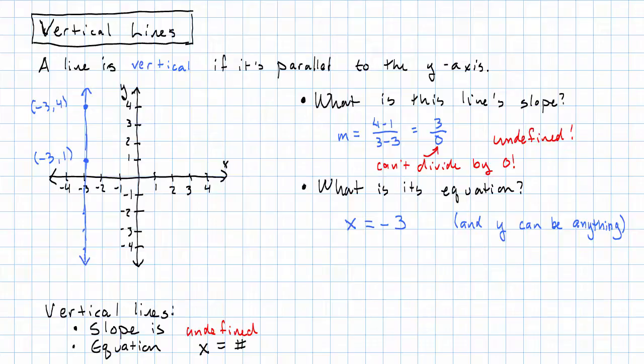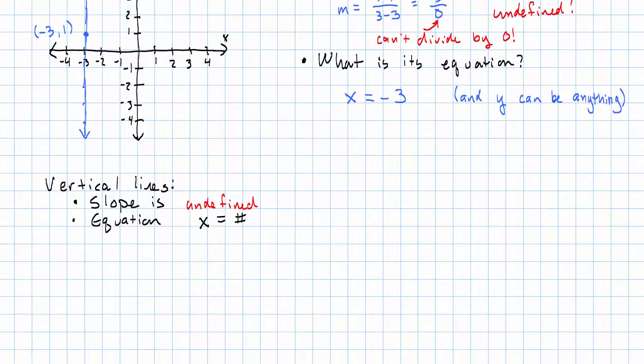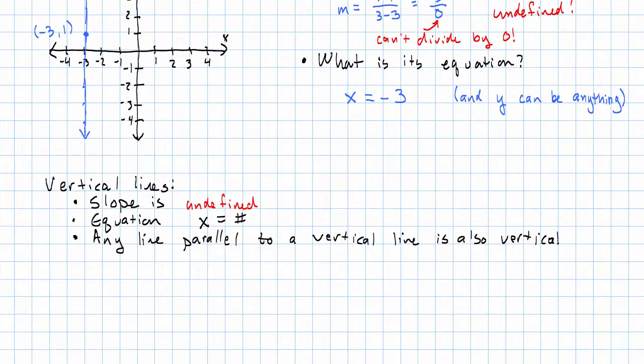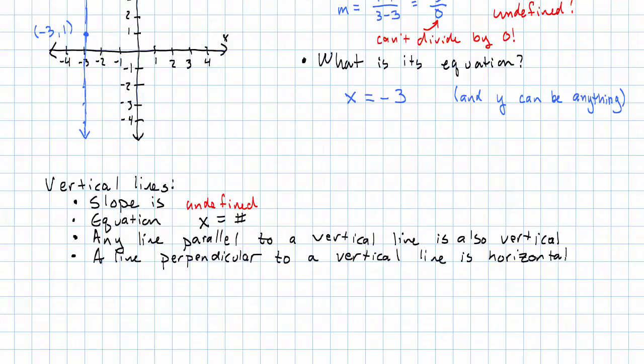What about parallel and perpendicular in this context? Well, any line parallel to a vertical line is also vertical, and a line perpendicular to a vertical line is horizontal. Notice that this makes some sort of sense because neither 0 nor something that's undefined is something that you could do negative reciprocal to.